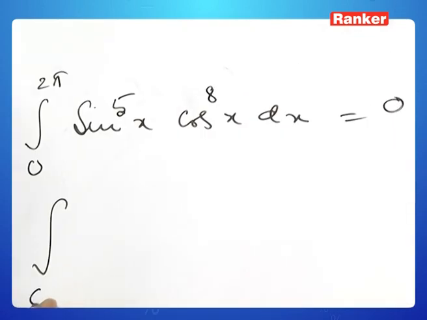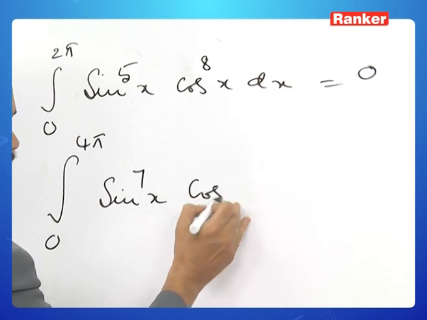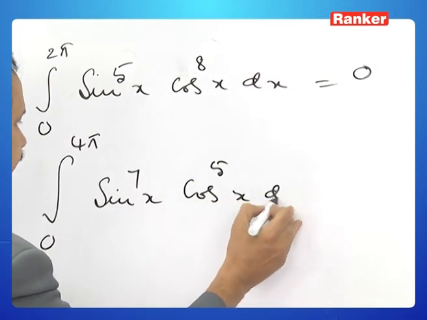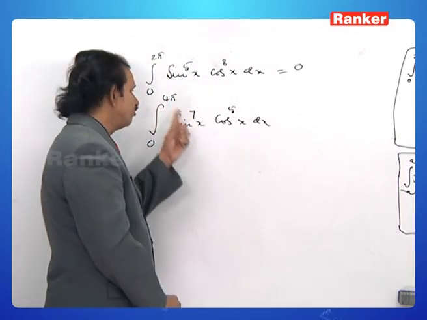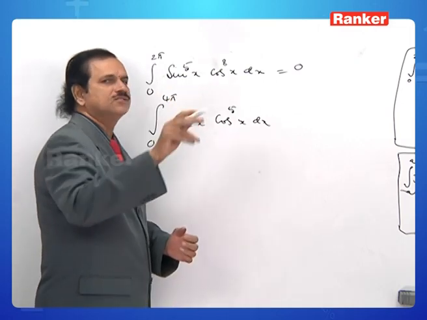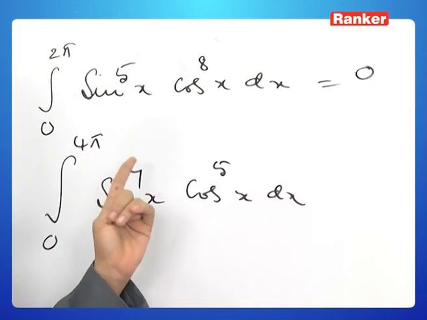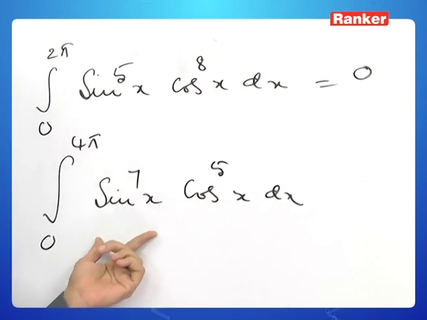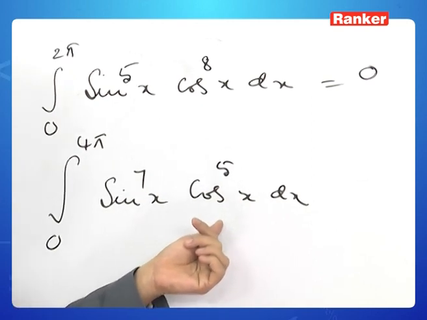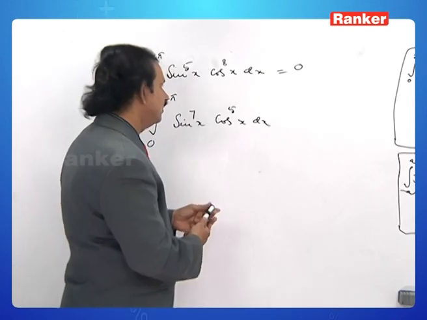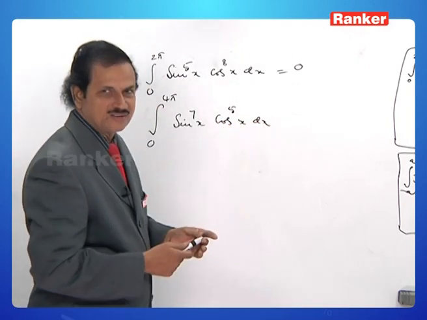Now I change it: 0 to 4 pi of sine power 7x into cos power 5x. You observe this case. 4 pi minus x is in the fourth quadrant, where sine is negative. Negative power 7: minus sine x whole power 7 is minus sine power 7x. Cos of 4 pi minus x is positive, positive power 5, so it is also positive. Negative number into positive number is a negative number. It changes its sign. Hence the answer is 0.